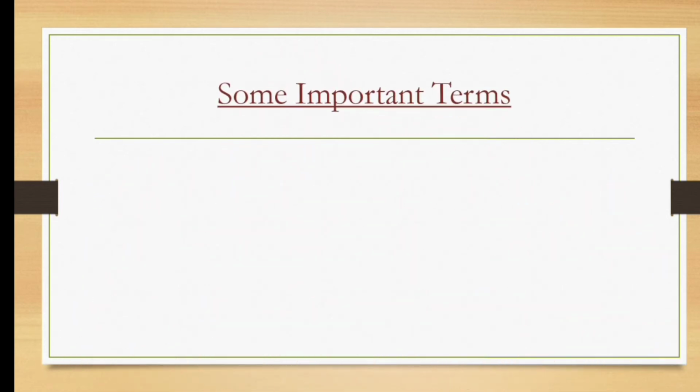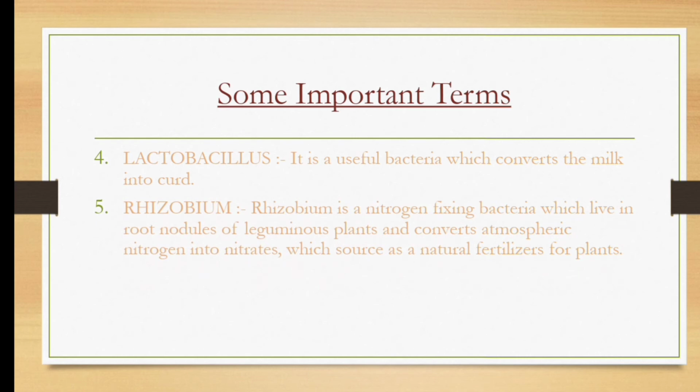Next comes some important terms. Let's learn about some more important terms. Lactobacillus. Lactobacillus is a bacteria. It is a useful bacteria which helps in converting the milk into curd. Rhizobium bacteria. Rhizobium is a nitrogen fixing bacteria which lives in root nodules of leguminous plants and converts atmospheric nitrogen into nitrates, which are natural fertilizers for the plants.